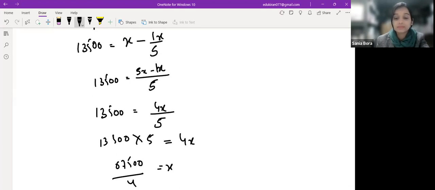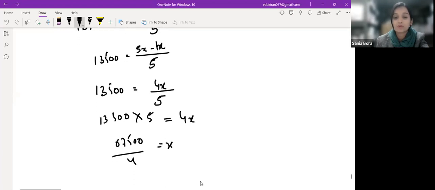Ma'am, X is equal to 67,500. And when you solve this? To subtract? No, no, no. You will solve this, na? Solve. See the board, what I've written. 67,500 divided by 4. Oh, yeah, I have to. Ma'am, it's 16,875. Yes.